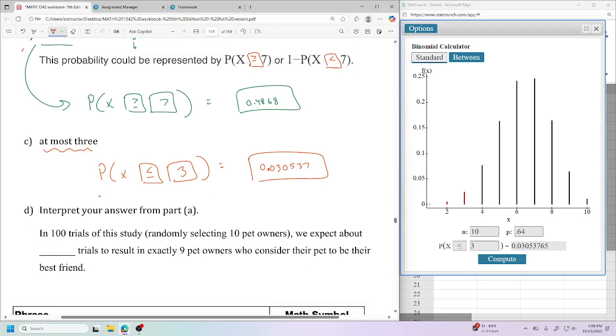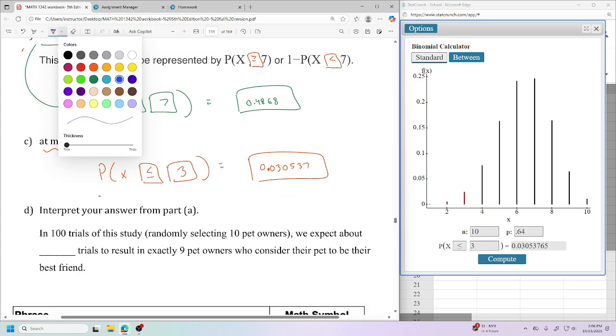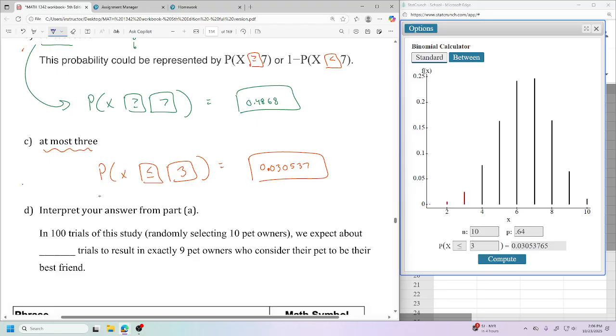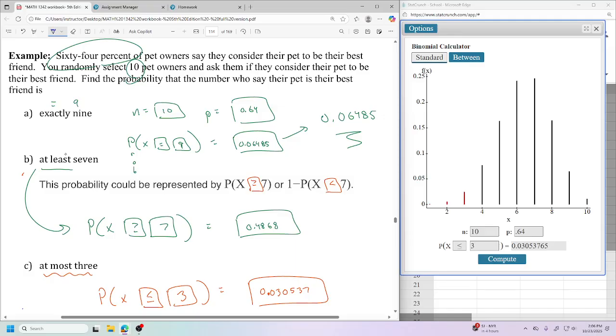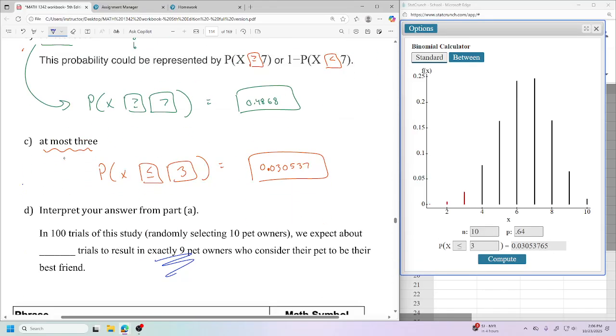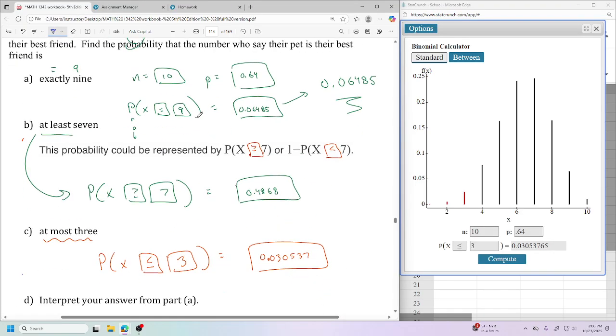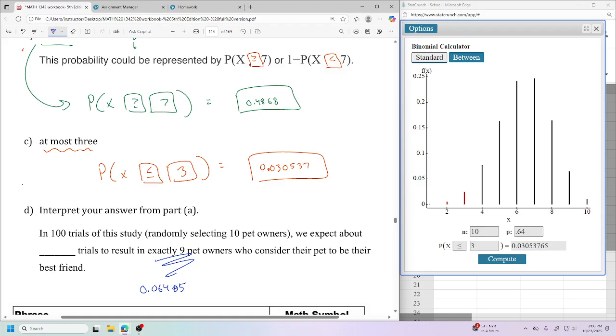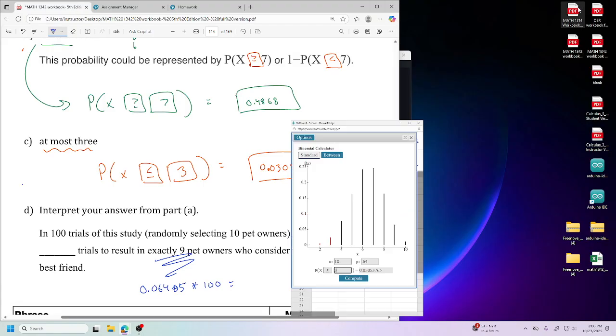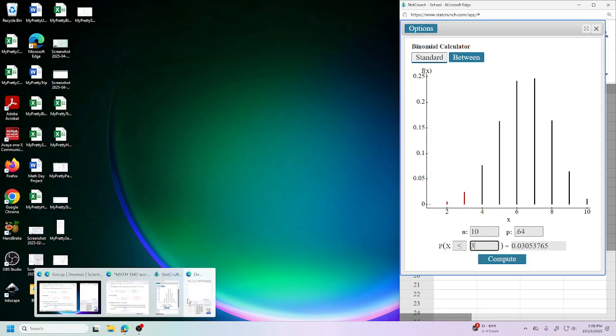So your homework is going to constantly ask these questions. In 100 different trials, what would you expect for exactly 9? If you remember, exactly 9 was 0.06485, and they're now saying out of 100 trials, all we do is multiply by that number, 100, and we try to get the new number. So I'm going to pull up Desmos for that one.